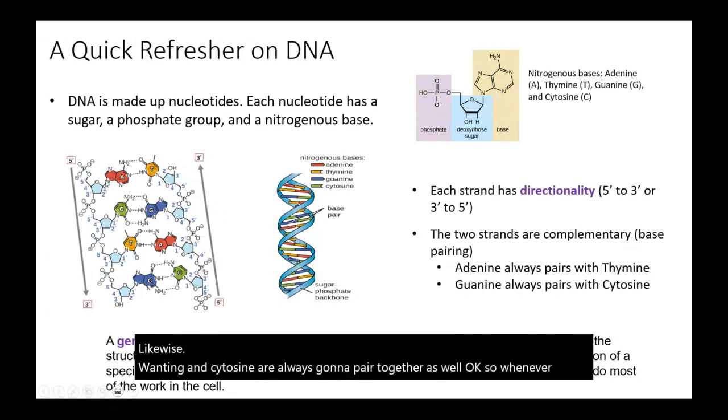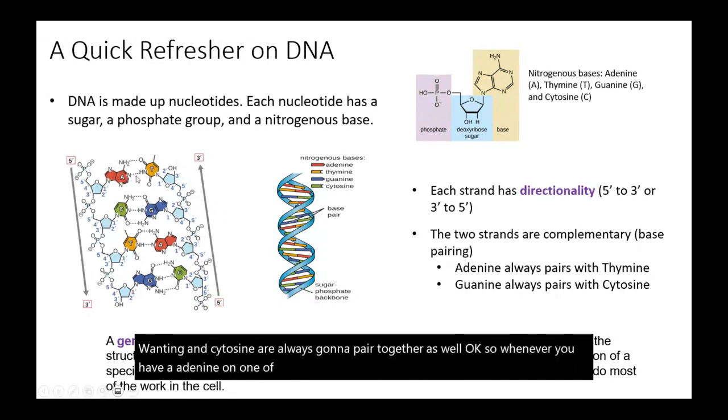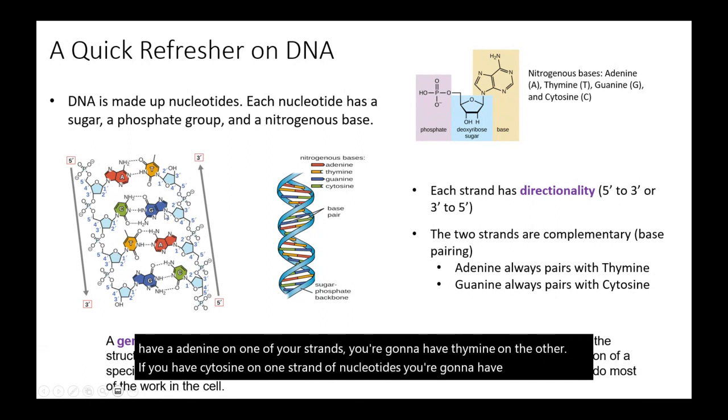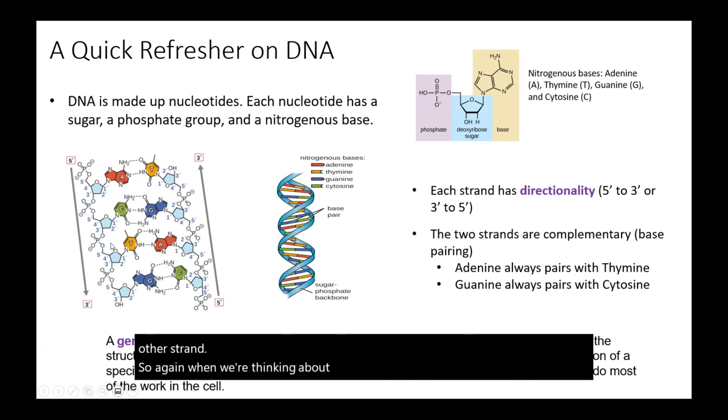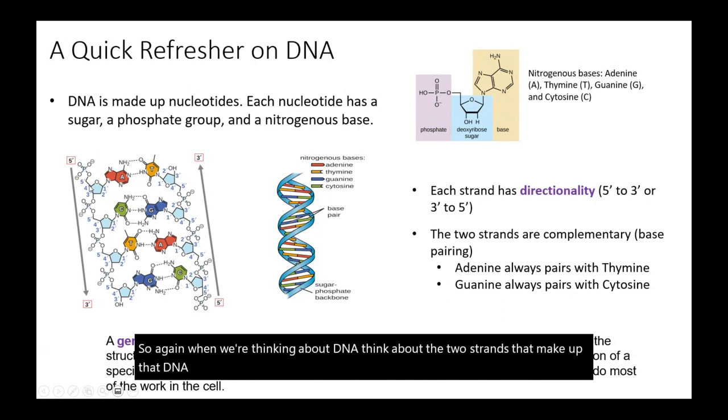Whenever you have an adenine on one of your strands, you're going to have thymine on the other. If you have cytosine on one strand of nucleotides, you're going to have guanine on the other strand. Okay? So again, when we're thinking about DNA, think about the two strands that make up that DNA molecule. The two strands are anti-parallel, meaning they run in opposite directions, and they are complementary because of base pairing.